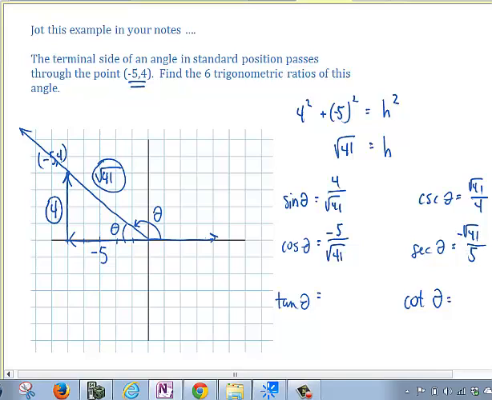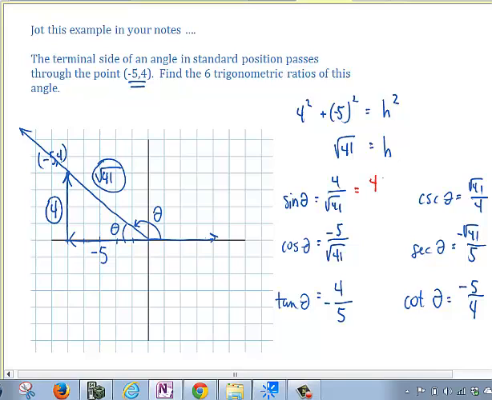Tangent is going to be opposite over adjacent, so 4 is opposite, and 5 is the adjacent, and then this is just negative 5 over 4 for the cotangent. We're done with all of our ratios. The only thing left now to do is to rationalize denominators with radicals in them.